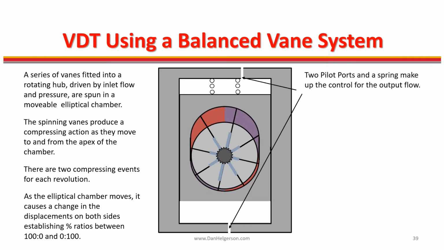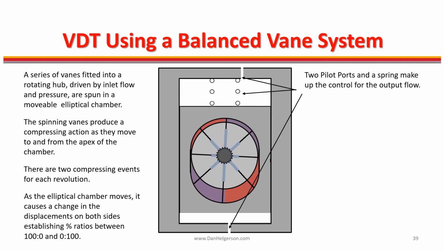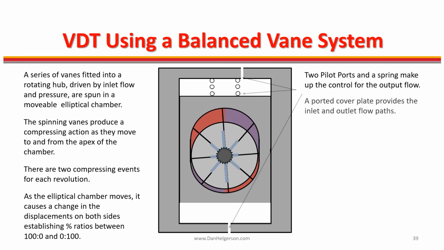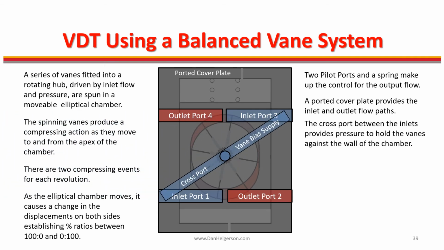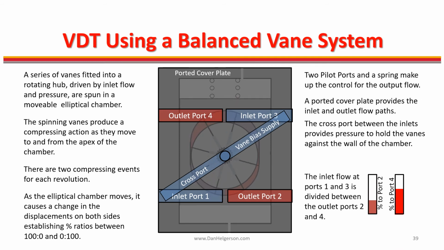2 pilot ports and a spring make up the control for the output flow. A ported cover plate provides the inlet and outlet flow paths. The cross port between the inlets provides pressure to hold the vanes against the wall of the chamber. The inlet flow at ports 1 and 3 is divided between the outlet ports 2 and 4.